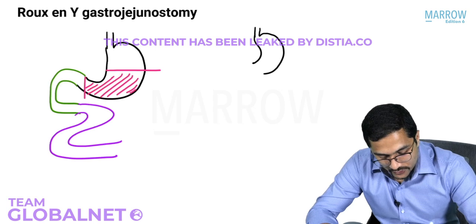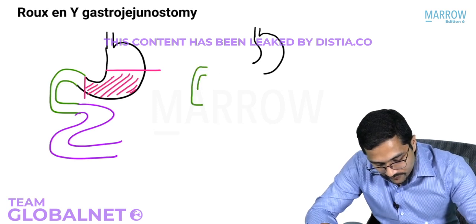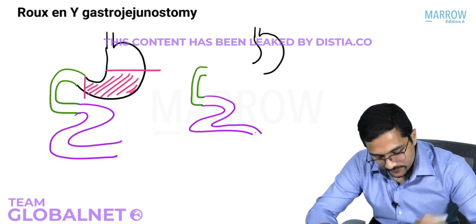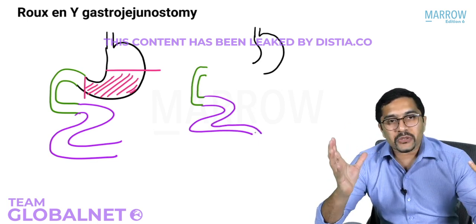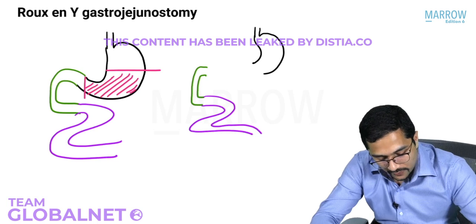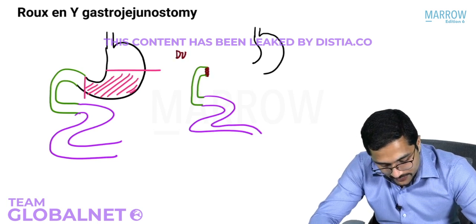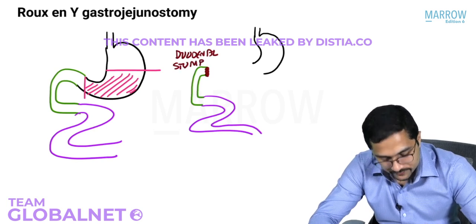This is the end of the duodenum which is far apart. And this is the jejunum which is attached to the duodenum. Okay. So now again the two ends are far apart. We know if the two ends are far apart, we can't anastomose them. So we are going to close the duodenum. This is my duodenal stump.